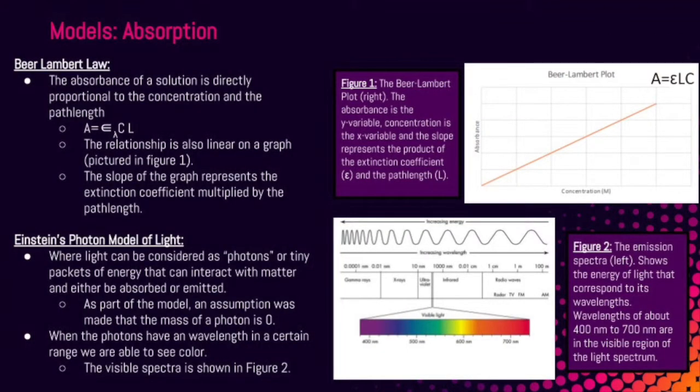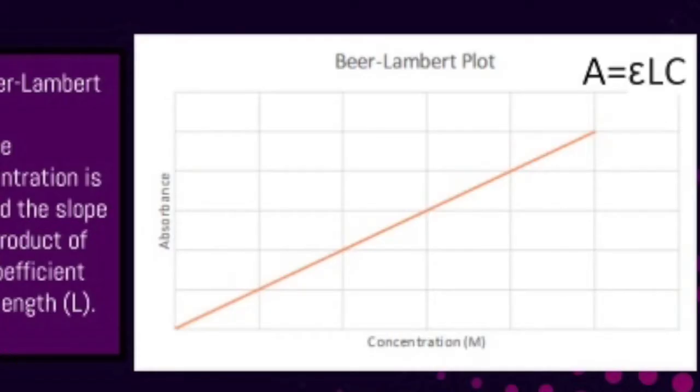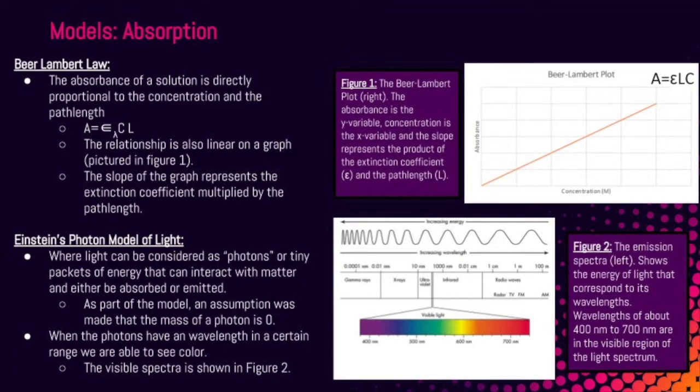Beer-Lambert's law describes the relationship between the absorbance and concentration of a solution. As modeled in Figure 1, these variables are directly and linearly related. Furthermore, the slope of a Beer-Lambert plot indicates the product of excitation coefficient and the path length. This relationship can be used to identify unknown solutions.